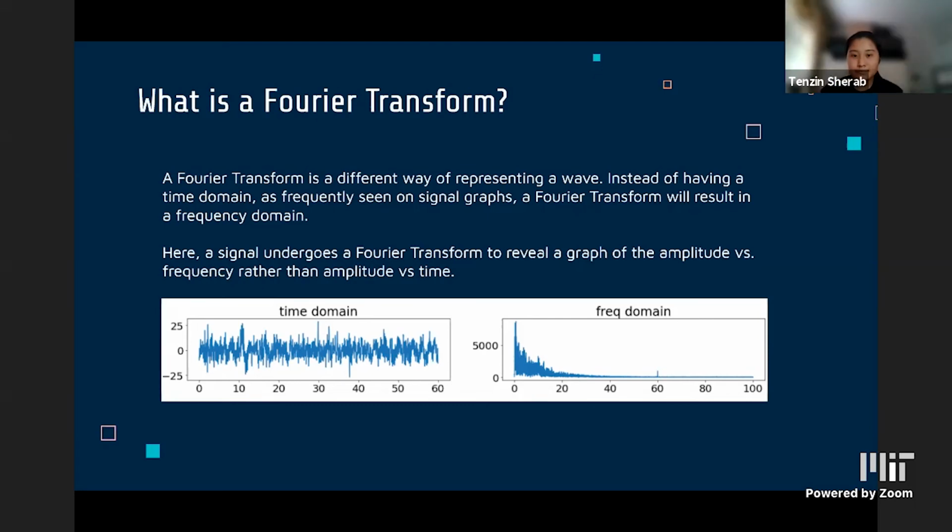So a Fourier transform is a different way of representing the wave. Instead of using an amplitude versus time graph, the Fourier transform shows the amplitude versus frequency graph. So on the left, we have a signal in the time domain, and the right shows a Fourier transform. After the Fourier transform is complete, features are extracted, and this is what is used to train the model.